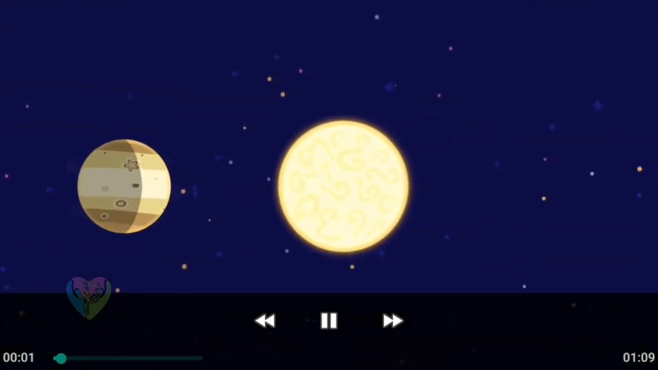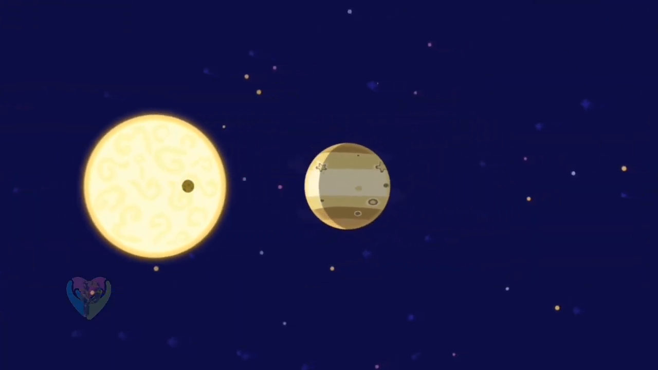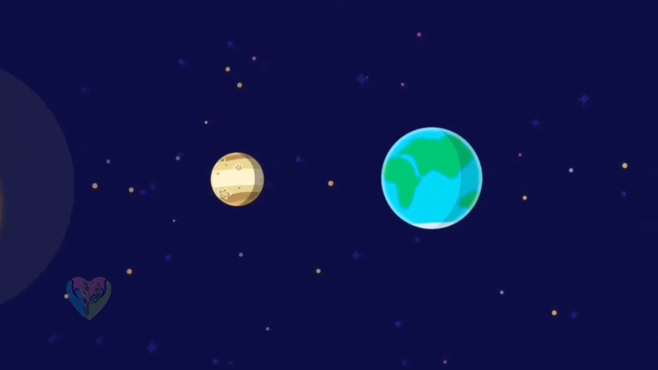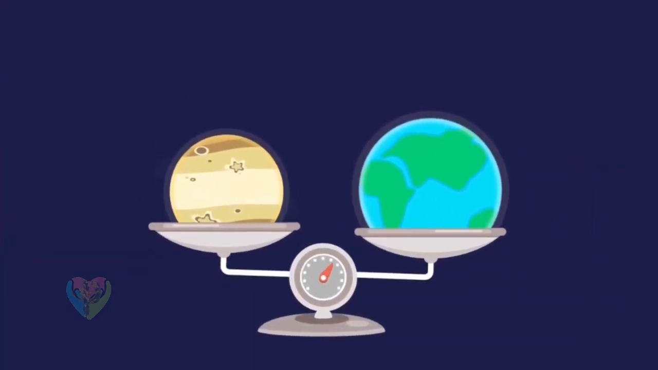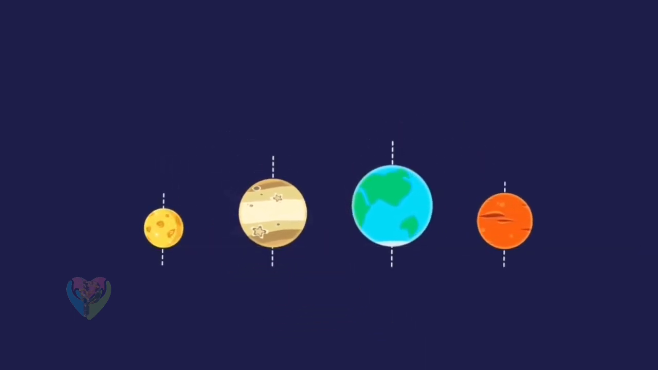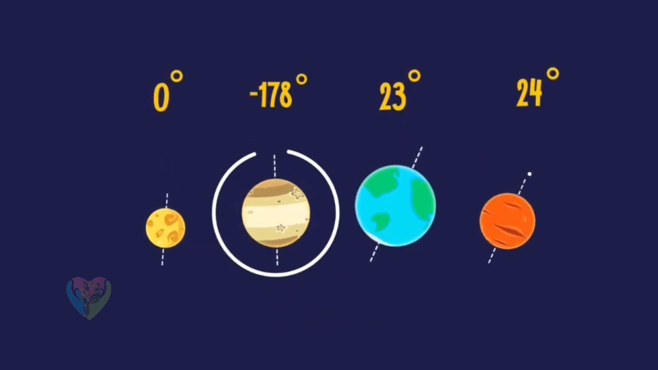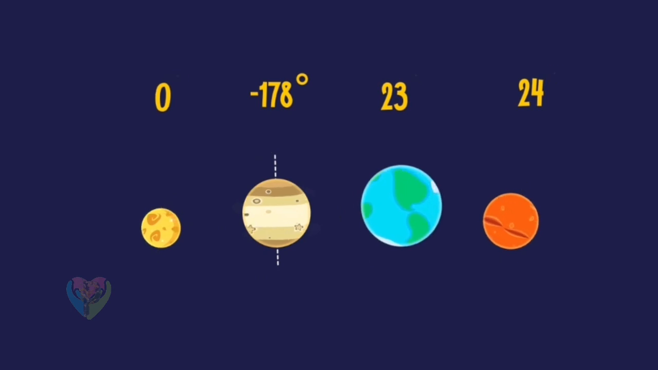Meet Venus, the second planet from the sun. It is very similar to the Earth. It too has an atmosphere, and it is roughly the same size and weight. But unlike other planets, Venus rotates in the opposite direction, and very slowly.